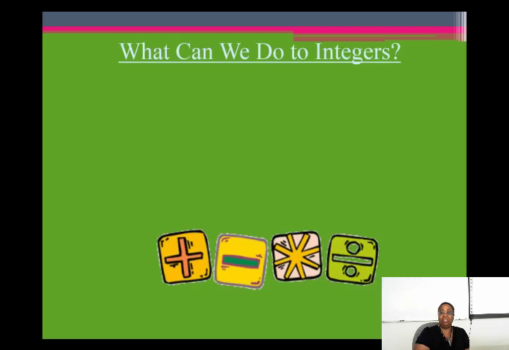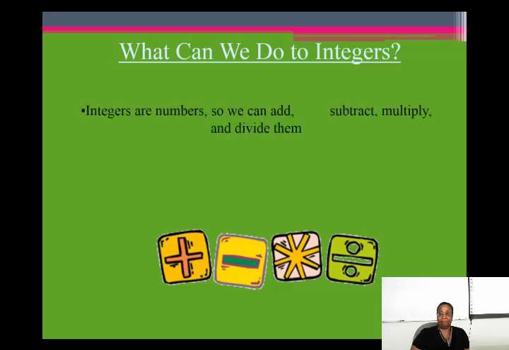Okay, now what can we do with these integers? We can add them, we can subtract them, we can multiply them, and we can divide them. Today I'm going to talk about adding integers. Now, there's 2 rules for adding.